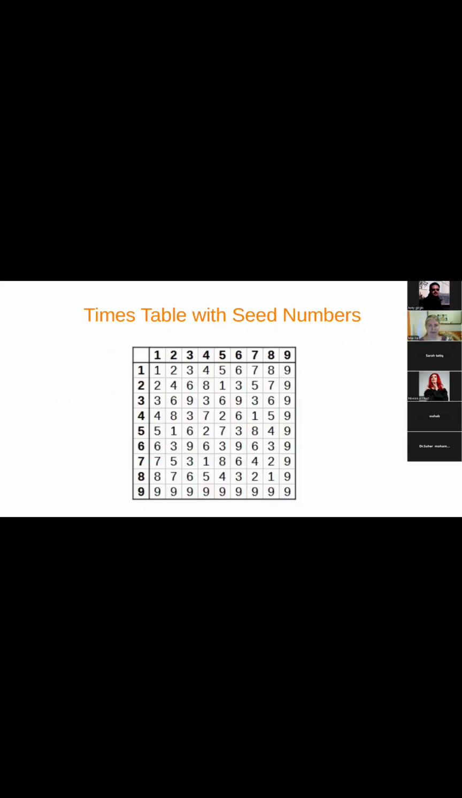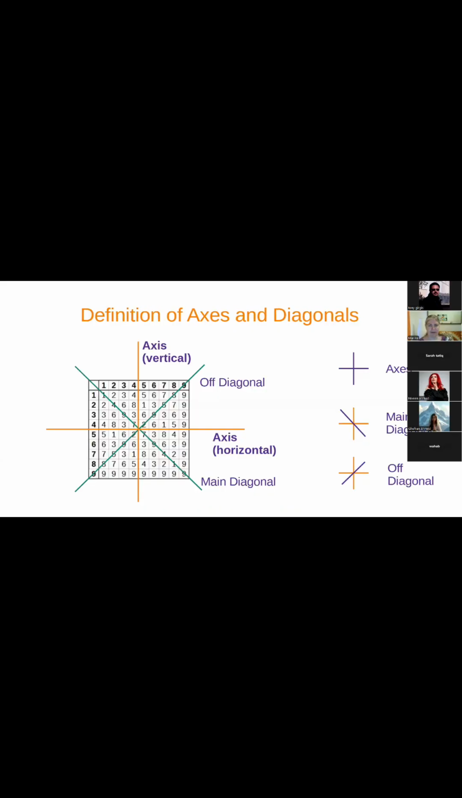So first we need a definition of axis and diagonal so we know what we're talking about. Anything vertical and horizontal, I will call axis, vertical axis like this one, and horizontal axis like this one. Then I will call this diagonal the main diagonal and the other one the off diagonal. And I'll have shortcuts for these so it's easier to see. This is the main diagonal, this is the off diagonal, and these are the axes.